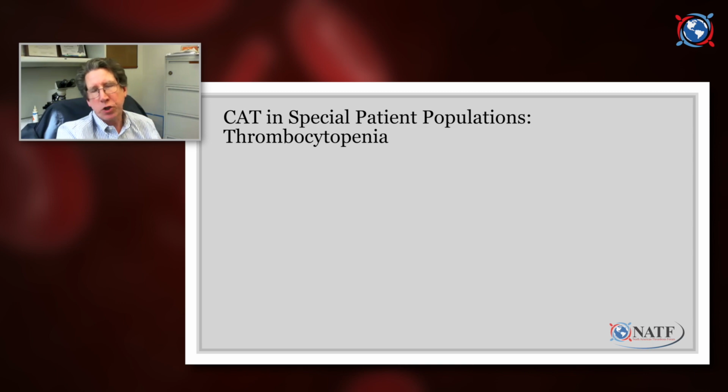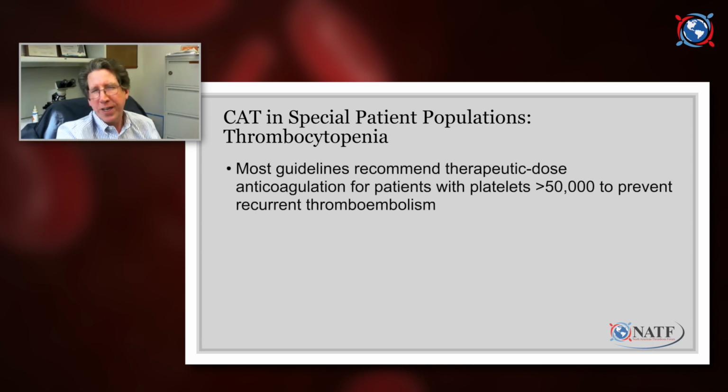In regards to special patient populations, thrombocytopenia is treated by most of the guidelines. They all recommend that patients that have platelet counts as low as 50,000 or more should receive treatment doses of anticoagulation for prevention of recurrent thromboembolism in a patient that's already had a thrombotic event.